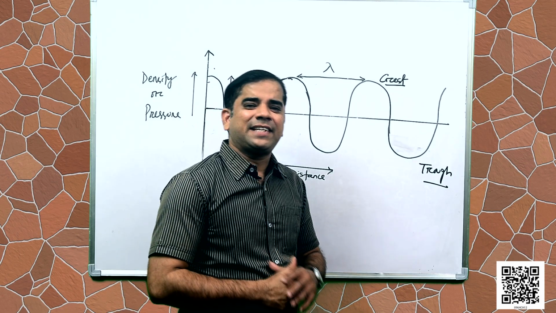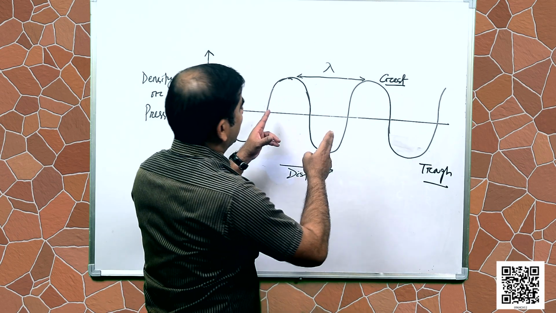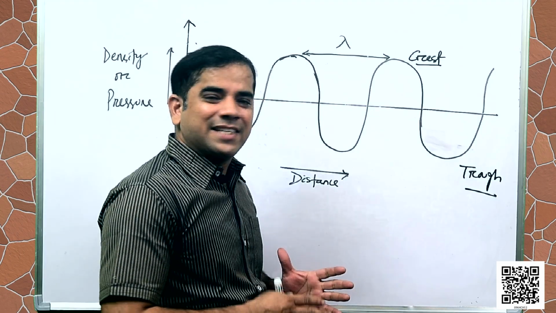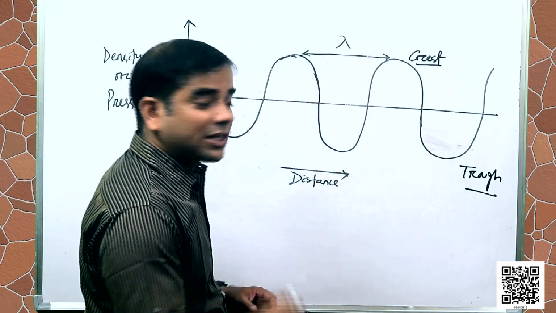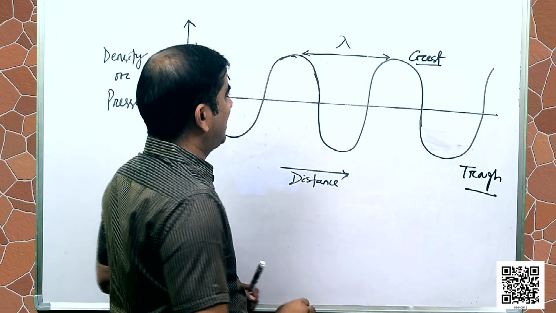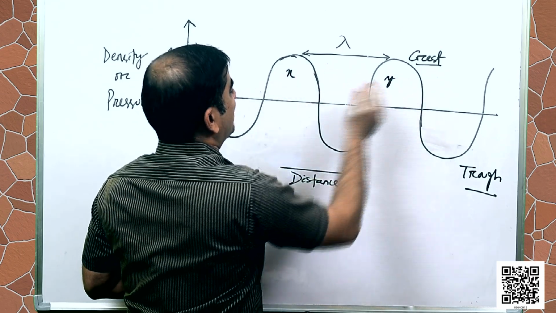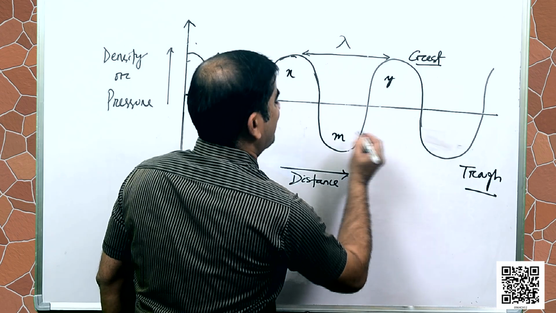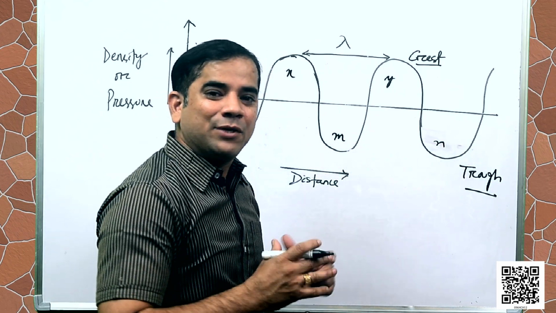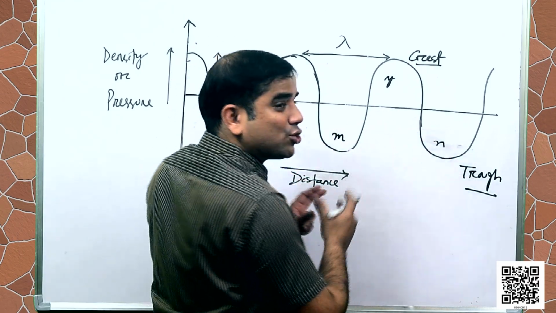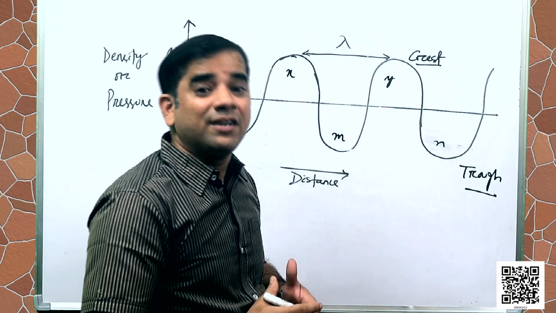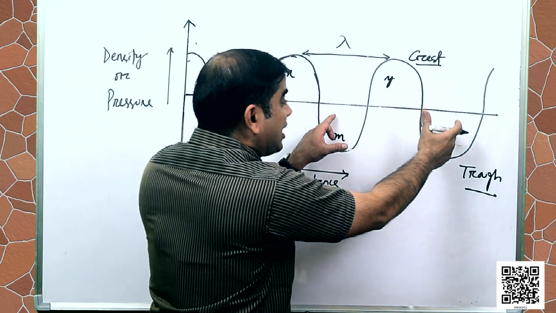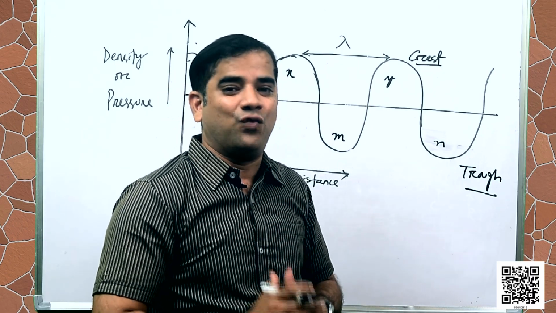Okay? Students, the distance between two consecutive compressions. In this diagram, see, this is a compression, this is another compression. So, they are two consecutive compressions. Suppose this is compression x and compression y. And suppose this is rarefaction m and rarefaction n. M and n are two consecutive rarefactions, x and y are two consecutive compressions. So, the distance between two consecutive compressions or two consecutive rarefactions is nothing but called the wavelength.